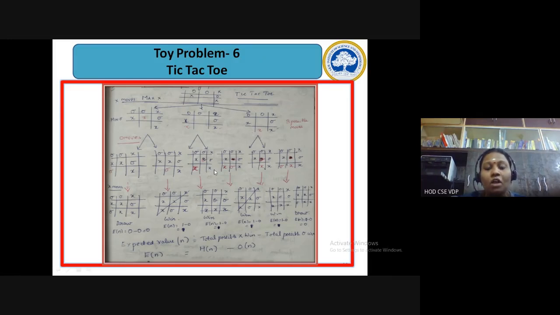Now, the guiding rule here is that you're going to calculate something called the expected value of n. The expected value of n is simply the total possible x wins minus the total possible O wins. If you take the first condition here, x has not won, and O also has not won the game. So what you get here is 0 minus 0, which is equal to 0. Whether you have actually reached the final state or not is determined by calculating your expected value of n.